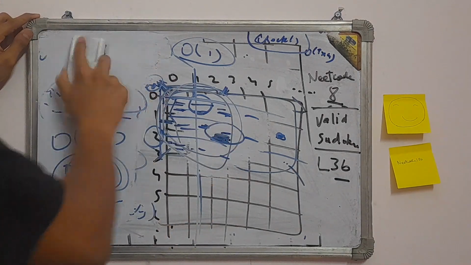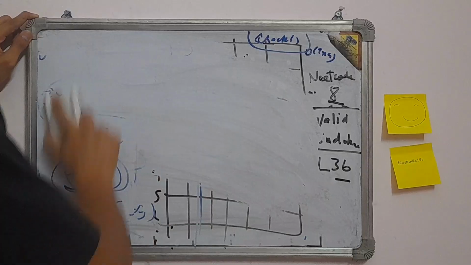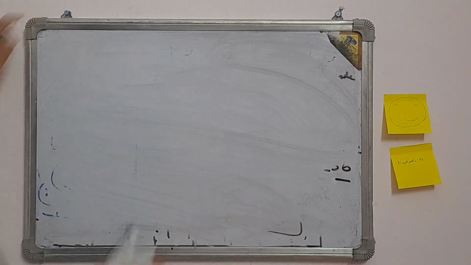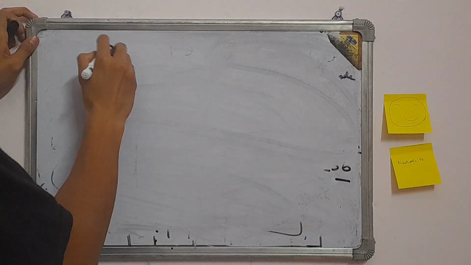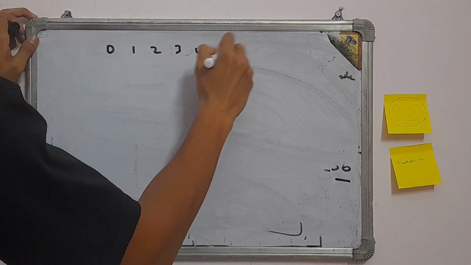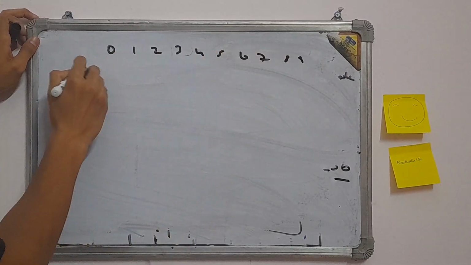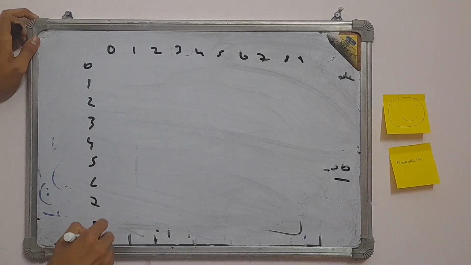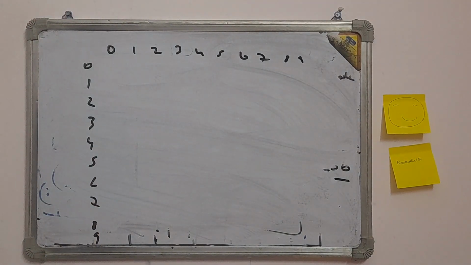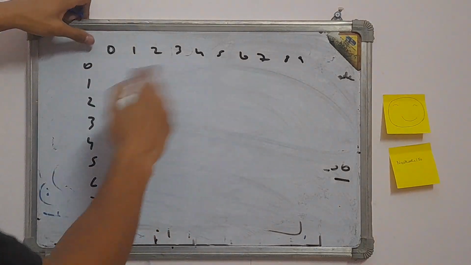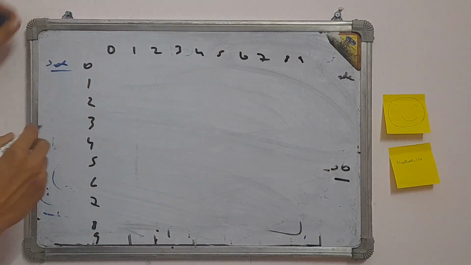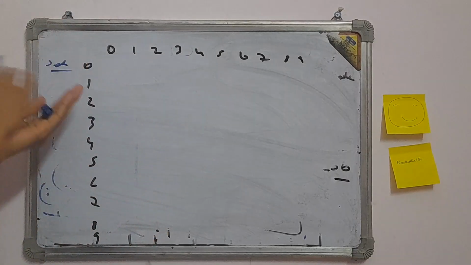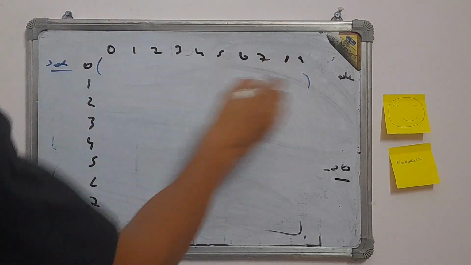So let me just make the box again. Let's say this is our matrix. I will not draw the boxes, but these are the rows and columns for reference: 0, 1, 2, 3, 4, 5, 6, 7, 8, 9. To store the rows is simple. For each row, store a set, because we can store an array also, but for an array we have to loop the array again. So it is the same as this one.